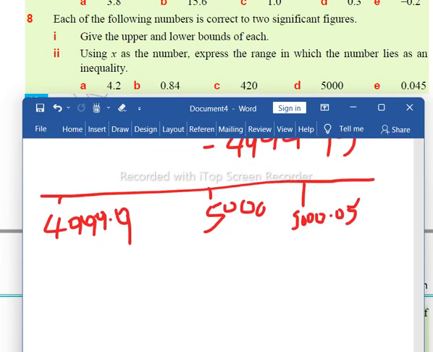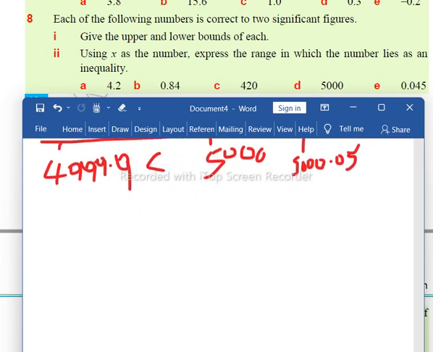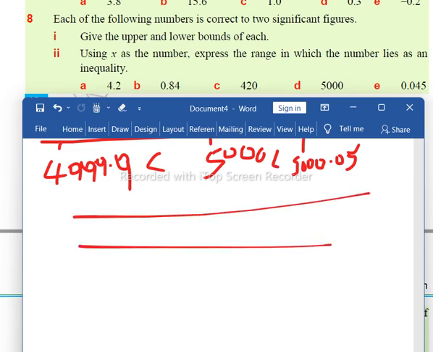After that, we can write the inequality. Here we have less than, putting it like this. This is the inequality of the number.